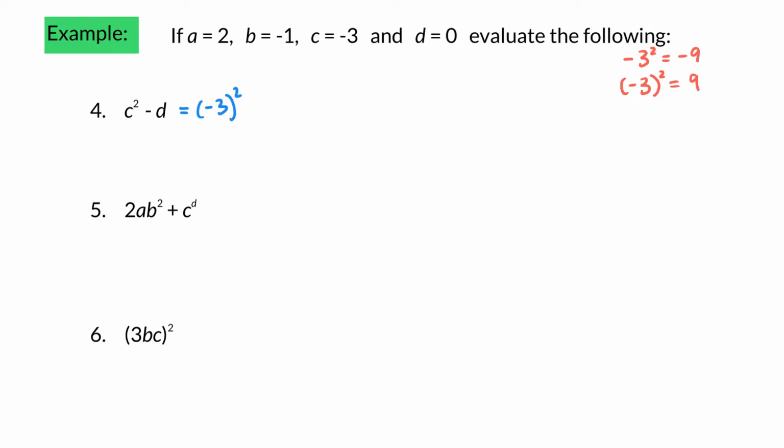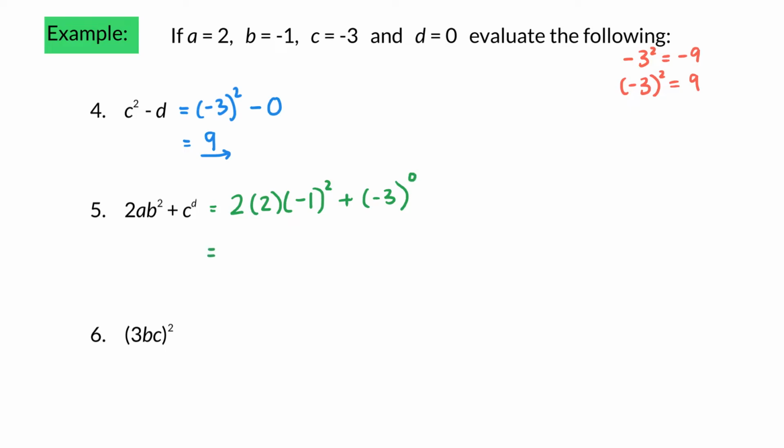So I'm going to have (-3) squared minus d squared, or d, sorry, which gives me 0. So (-3) squared is 9 minus 0, and so my answer is 9. In the next question, 2 times A, which is 2, times B, which is -1, and only the B is squared, plus C, which is -3, to the power of D, which is 0.